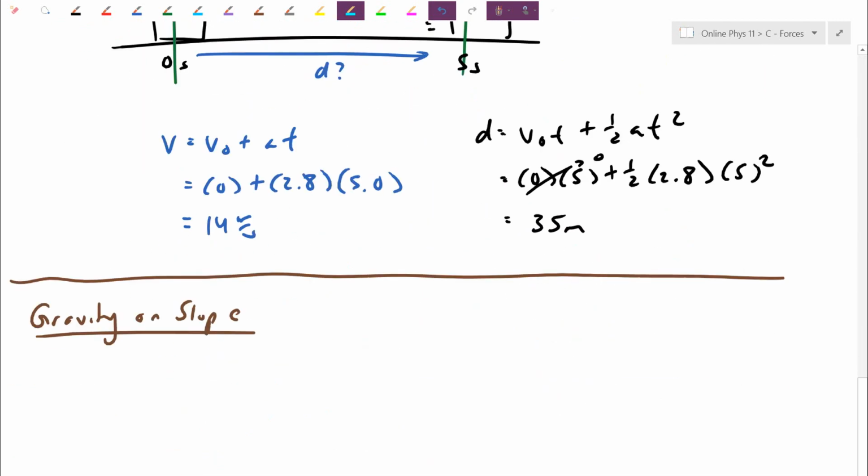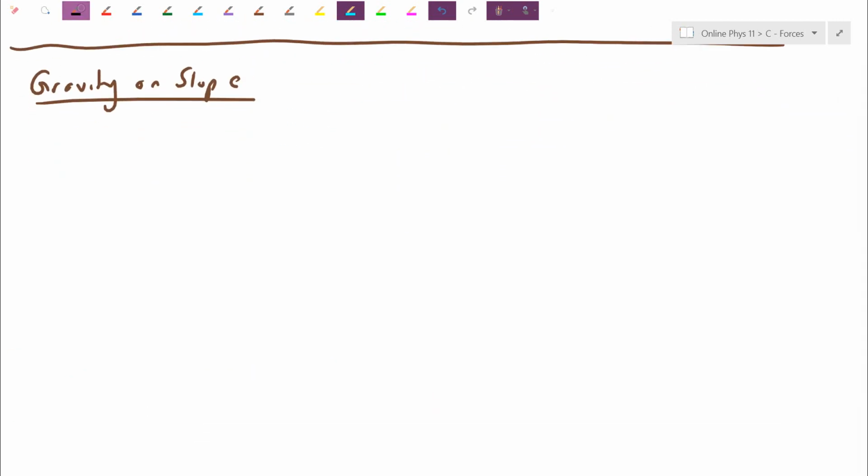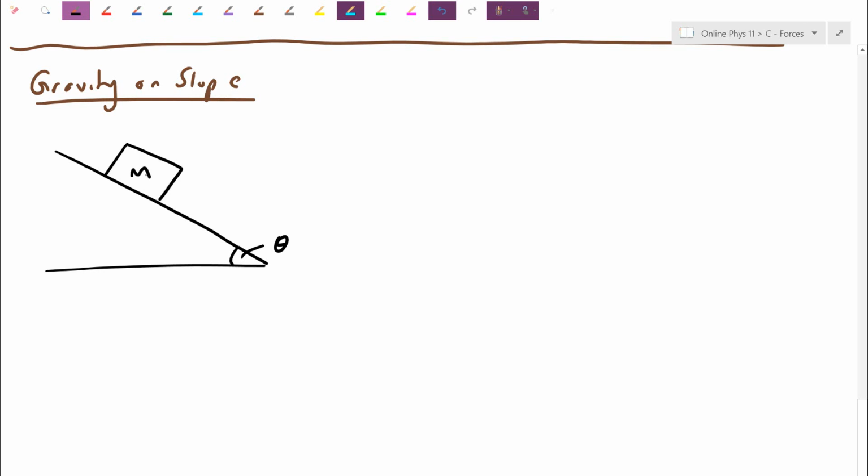So for a gravity on slope problem, let me just introduce it to you here. Instead of the ground being a flat plane like this, we're going to imagine ramping it up at an angle. This angle here is going to be an angle theta. I'm going to solve that a little bit later on. I'm going to put my mass on this ramp here. I'm just going to call it a mass of m right now. And then let's say this mass is currently at rest.